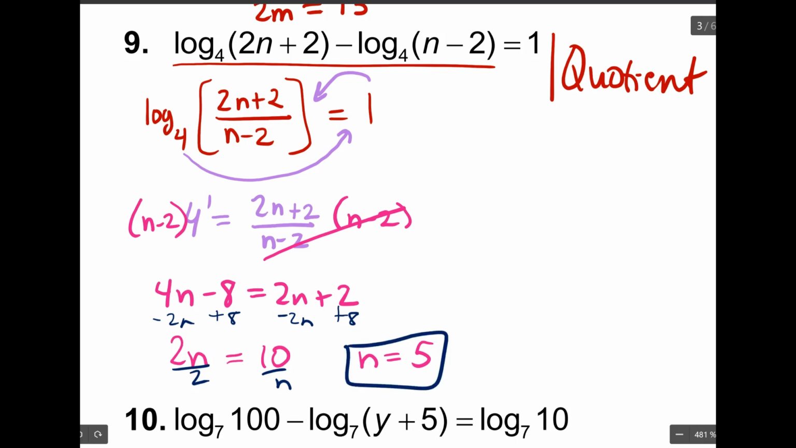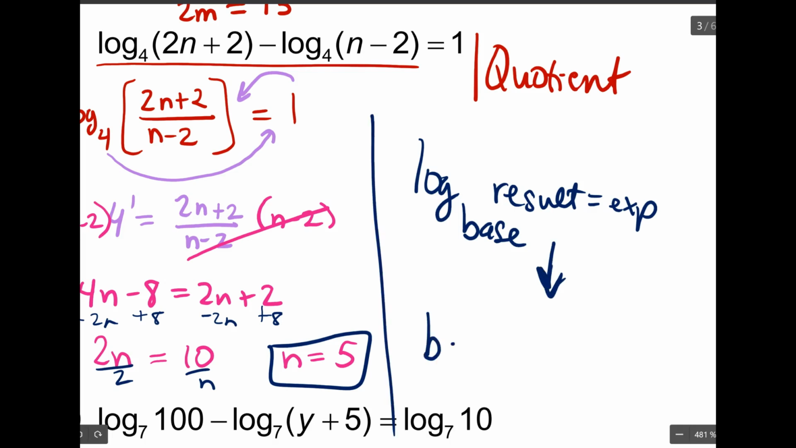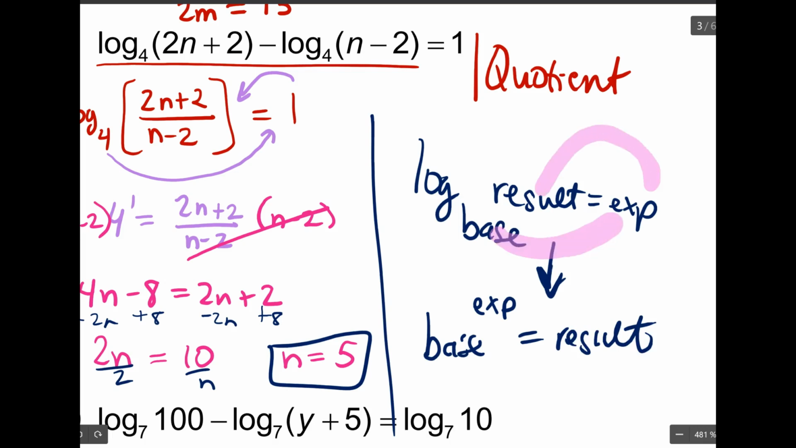What are the arrows? So that's how you change a logarithm to be an exponential. How do I know what to do? So log base result equals exponent. And we change it to exponential form. Exponential form is base to the exponent equals result. So I have base to the exponent equals result. The base to whatever is on the other side of the equal sign, that'll be the exponent equals result.